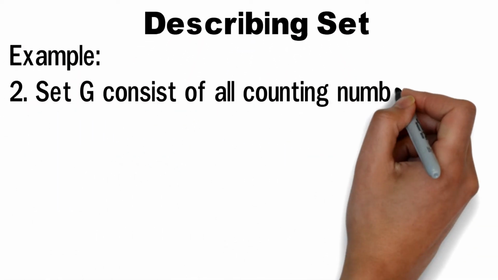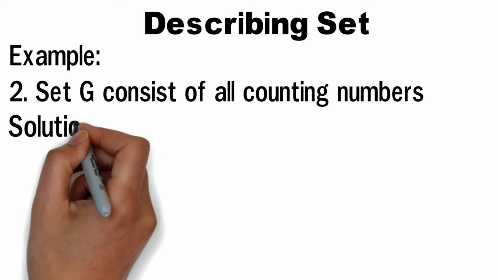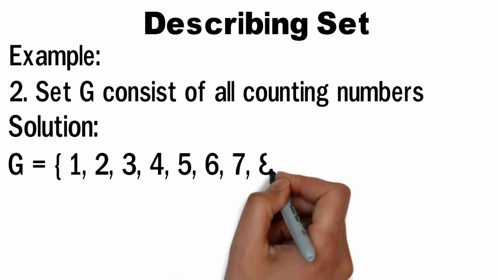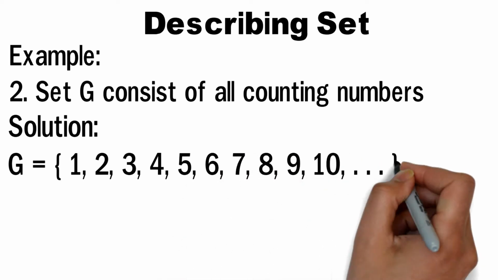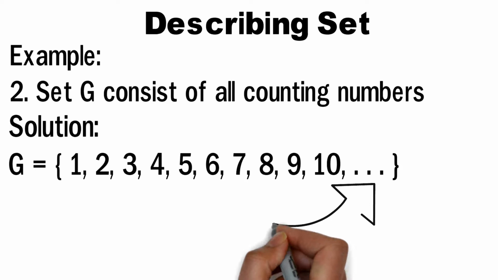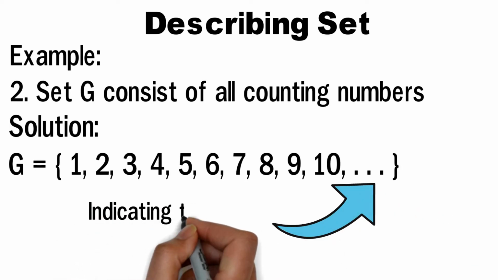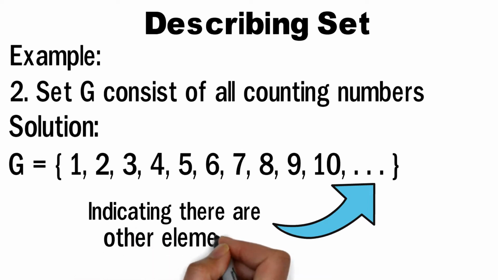Next example naman ay set G consists of all the counting numbers. Ang magiging solution ay set G equals 1, 2, 3, 4, 5, 6, 7, 8, 9, 10, and so on and so forth. Since ang ating element ay counting numbers at wala itong katapusan kaya hindi na natin kailangan pang isulat lahat.